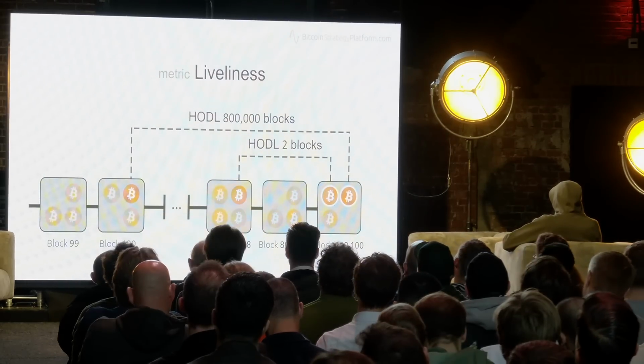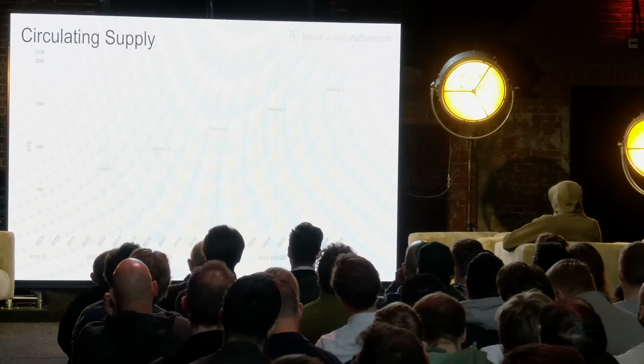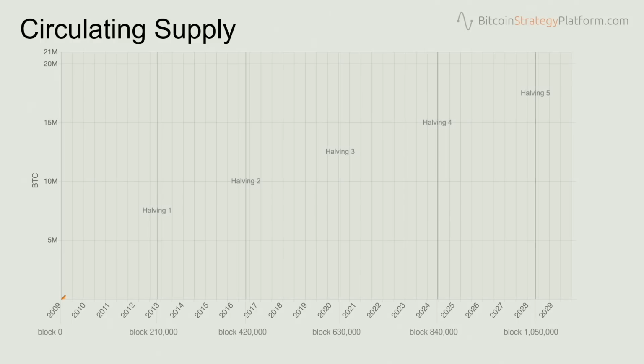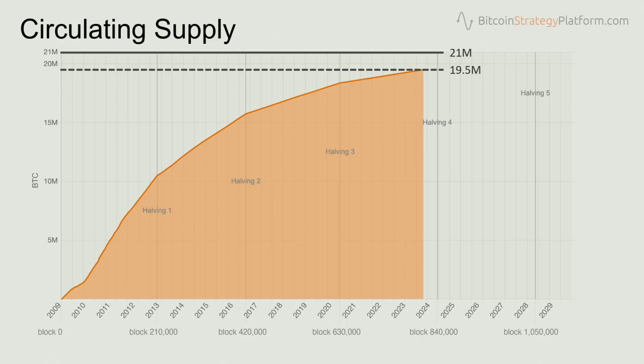Now, we're going to look at some of the supply dynamics here. So imagine the circulating supply of Bitcoin. If we plot it, we can see that we currently have 19.5 million coins in circulation. We know that there's a hard cap of 21 million coins, so the remaining 1.5 million coins will be mined over the next 100 years. With each halving, the supply issuance gets cut in half, so this curve that you can see is flattening out.